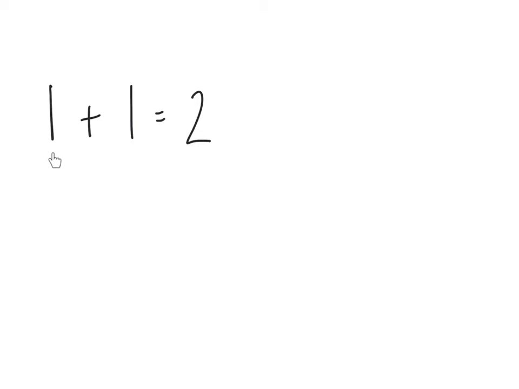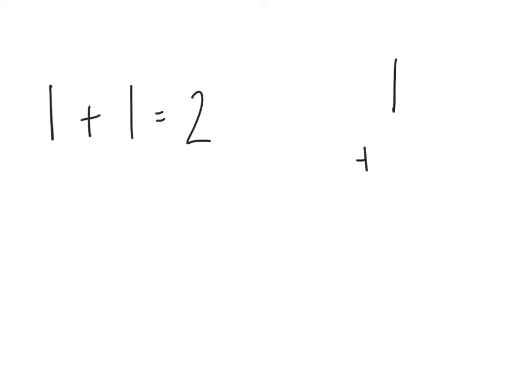Now, look at this number fact right here. We usually write 1 plus 1 equals 2 like this. This is called a number sentence, and we read it from left to right like a word sentence. Now, we can also write our number facts like this. Watch.